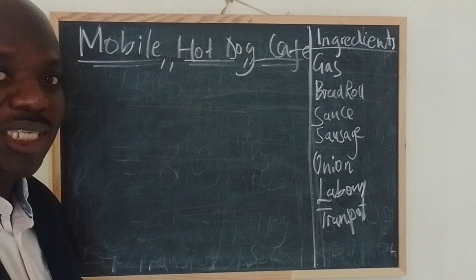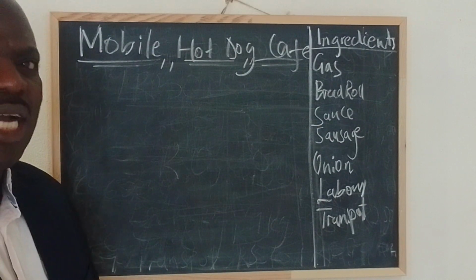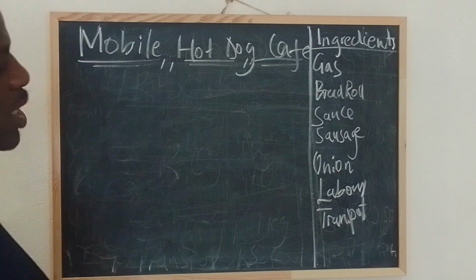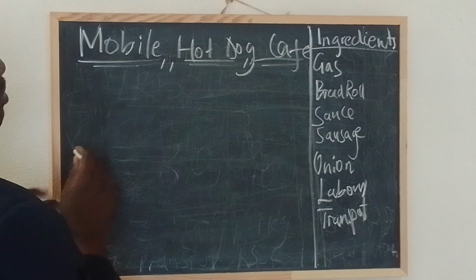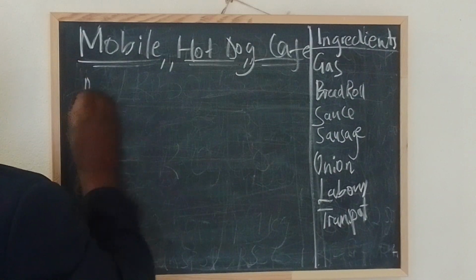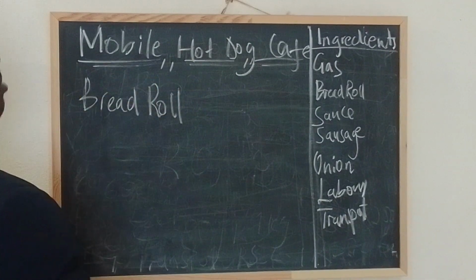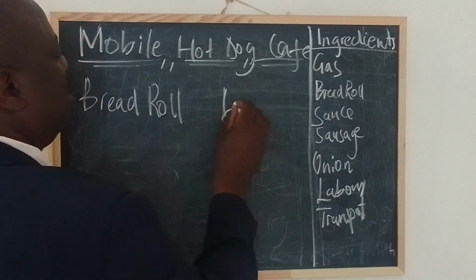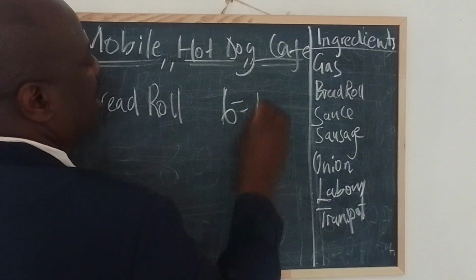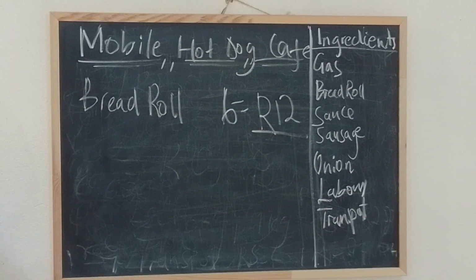So we are going to use a number of assumptions, but you must customize them to your business. You know how your business works. I'm going to customize these ones. Now let's start with the bread roll. I'm going to assume that we buy them in a pack of 6, and we're buying them for 12 rands. We're buying bread rolls, a pack of 6, for 12 rands.